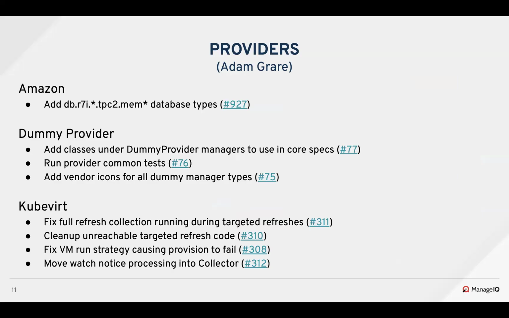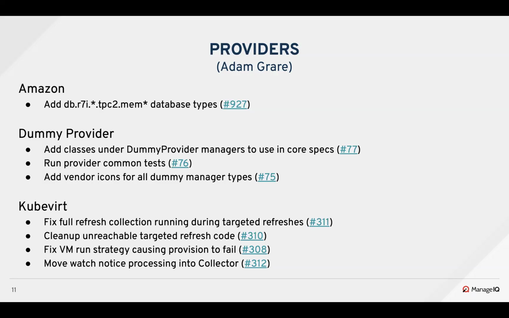For the dummy provider, we've been going through an effort to try to get specific provider types out of core specs, and we're going to be replacing them with dummy provider equivalents. So as part of that, we added some classes under some of the dummy provider managers that are used in core specs so that we could replace some of those core factories. We also are running the provider common tests in the dummy provider now, and Jason added vendor icons for all of the dummy manager types so that they can pass the provider common specs.